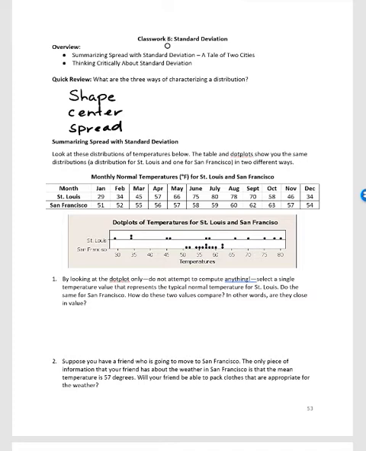And so today we'll be looking at what is that concept of standard deviation? What does it mean? And how do we build that concept? So, summarizing spread with standard deviation.